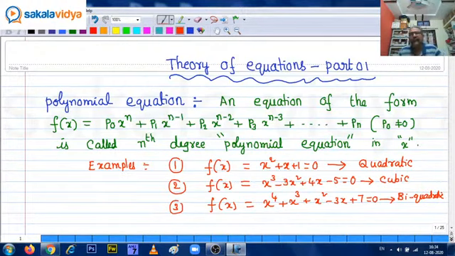Generally in this chapter we deal with, no problem Suma, the cubic and biquadratic equations. Already we have done quadratic equations, we have completed. So we deal with these two types of equations.